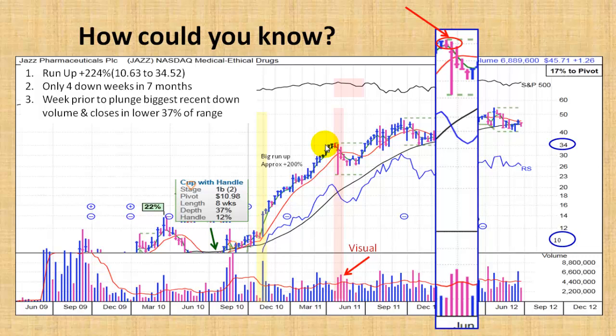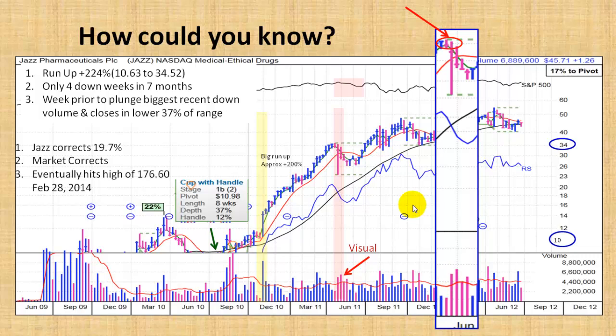You'll notice that a week prior to the plunge, that price closed in the lower 37% of the range. It was on large above average volume. What followed was a 19% correction in Jazz as the general market corrected. After the correction was over, Jazz continued its move up, and it eventually hit $176 in February of 2014.